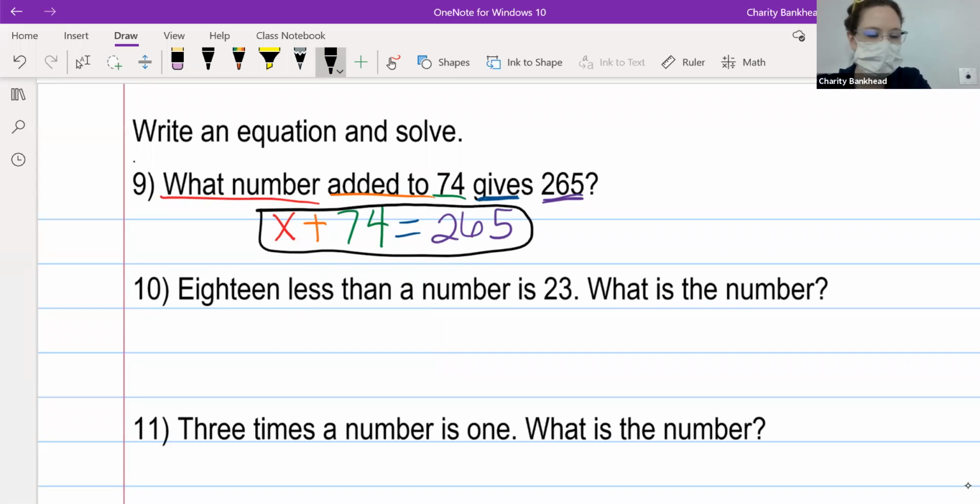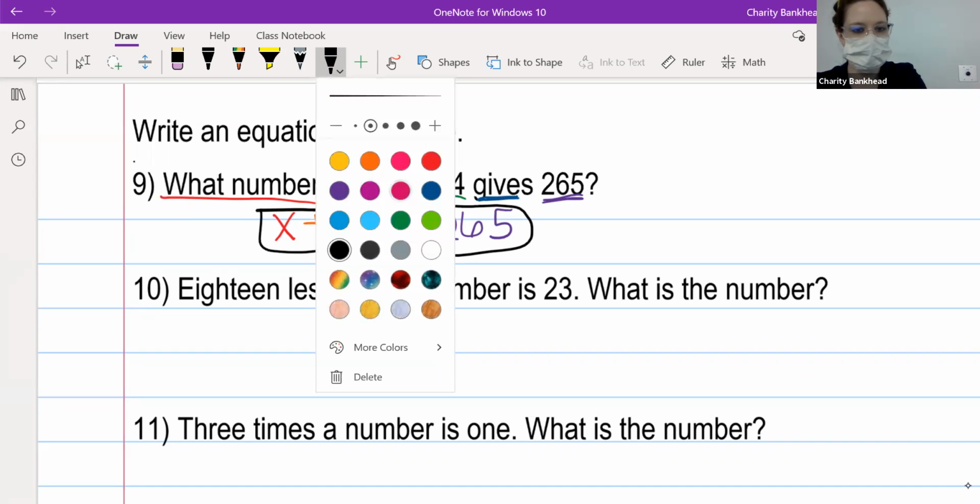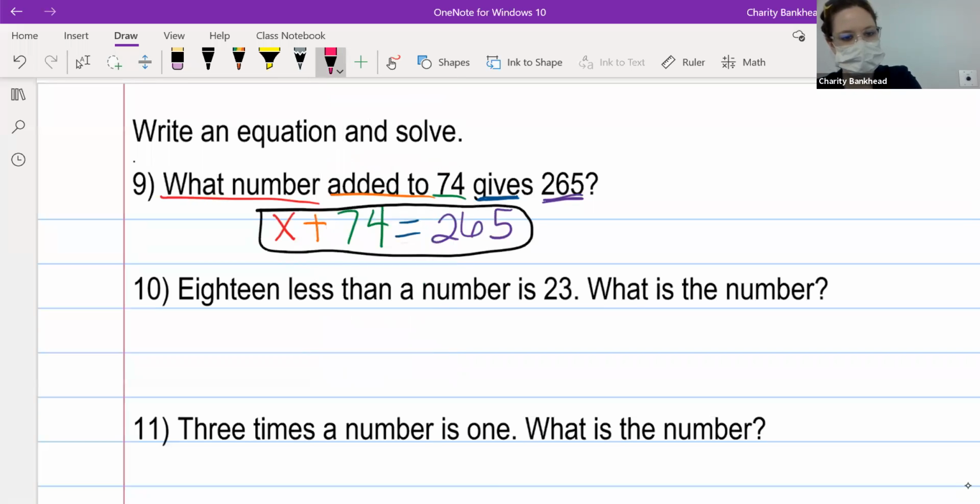All right, so sometimes you'll be asked to just give the equation, that'll be part of your answer, or it could be the whole answer. But in this case, they do ask us to solve it. So to solve it, we're just going to subtract 74 from both sides. That's going to be 191.